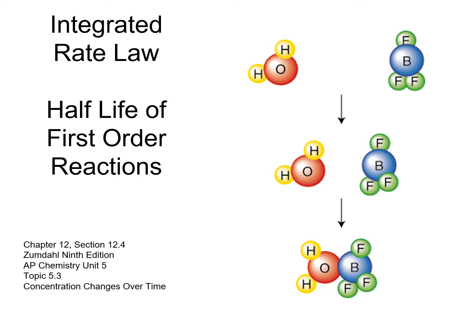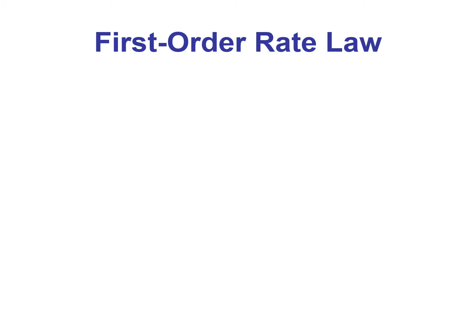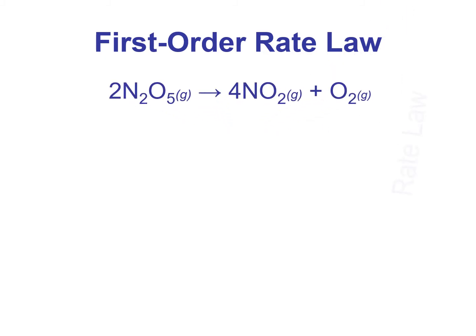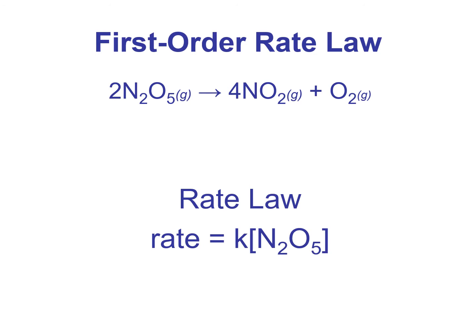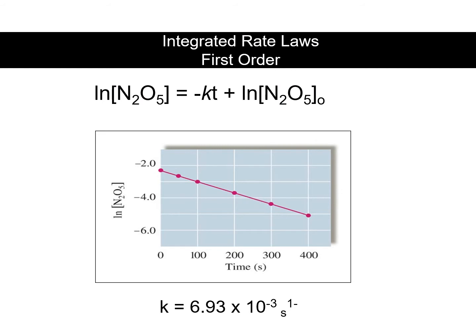So the half-life of first-order reactions. The first-order rate law is when your rate is equal to k times the concentration of your reactant. We looked at the integrated rate law for a first-order reaction. We plotted the natural log of our concentration versus time. When that results in a straight line, we know that it's first order.